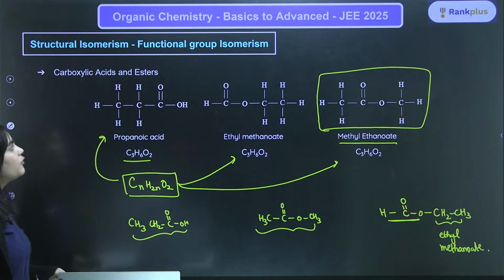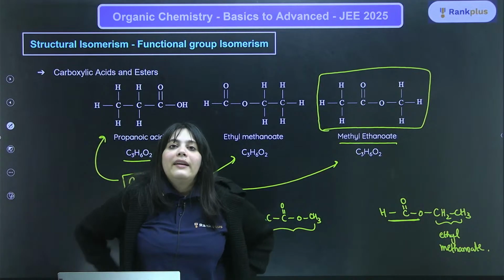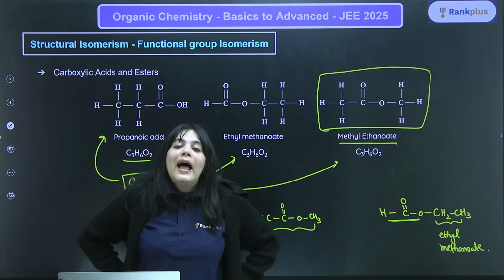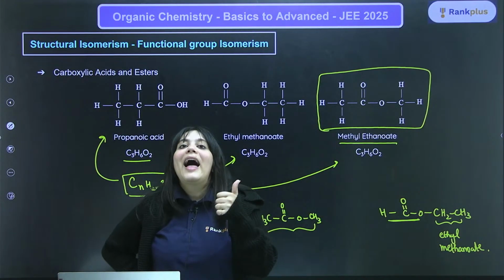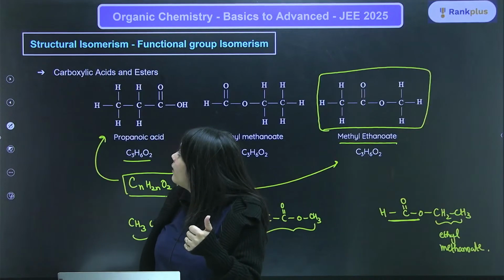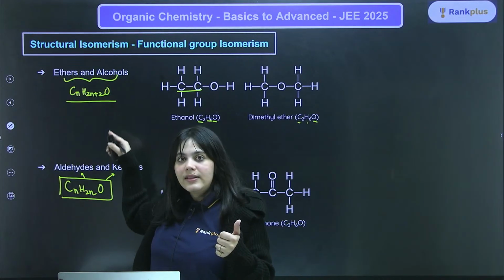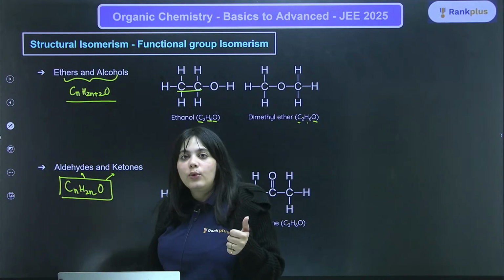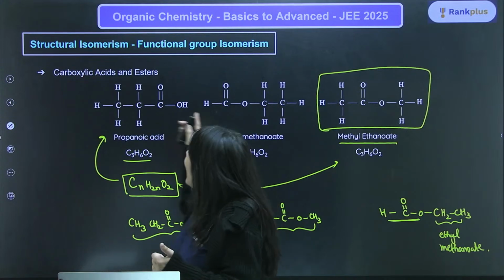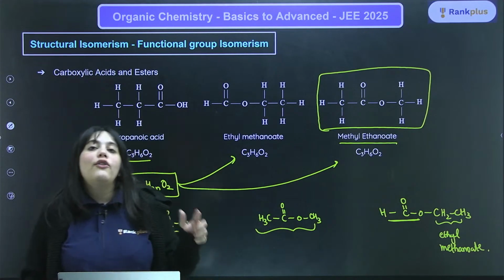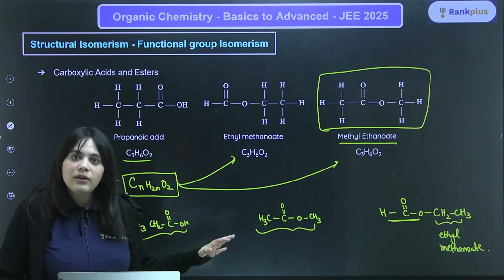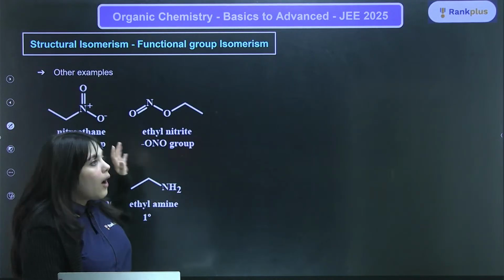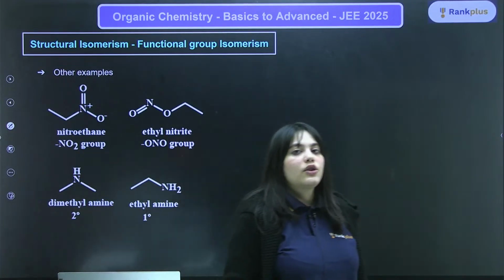Structural isomerism, functional group isomerism, right? Functional group is clear. I have told you that there are 3 kinds of functional group isomerism: alcohols and ethers, aldehydes and ketones, as well as your acids and esters show functional group isomerism between each other. Understood? Next, bacha, other examples of functional group isomerism.